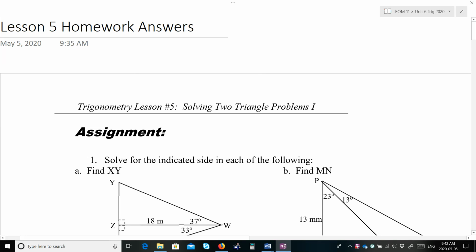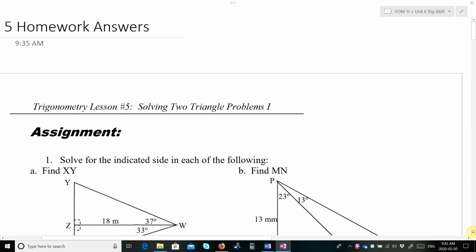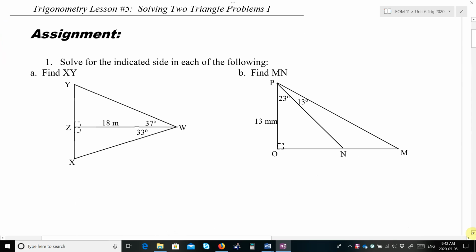Hi everybody, this is a video showing the answers for the Trig Lesson 5 homework, solving two triangle problems part 1. And so here's the assignment.